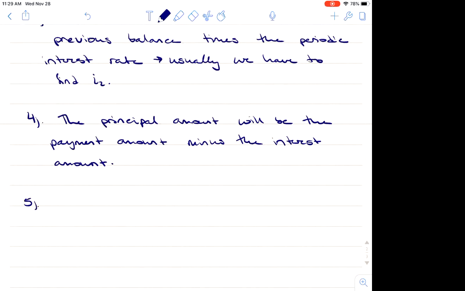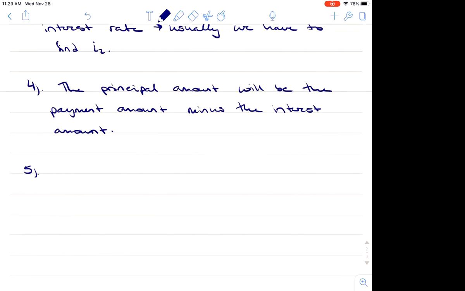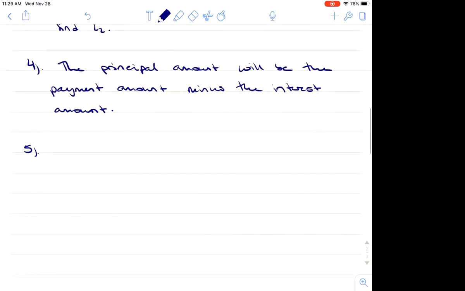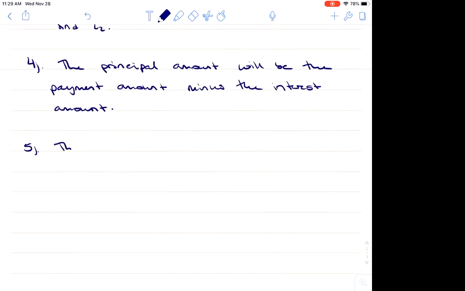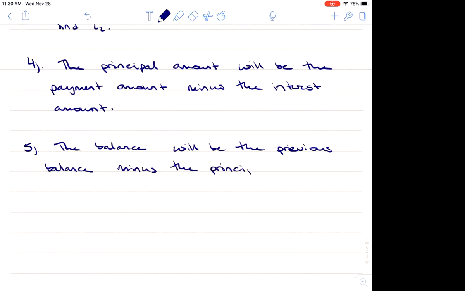We've already kind of mentioned it, but the balance is going to be the previous balance minus whatever principal you paid off, and then you slowly chip away at this balance. So the balance will be the previous balance minus the principal amount.